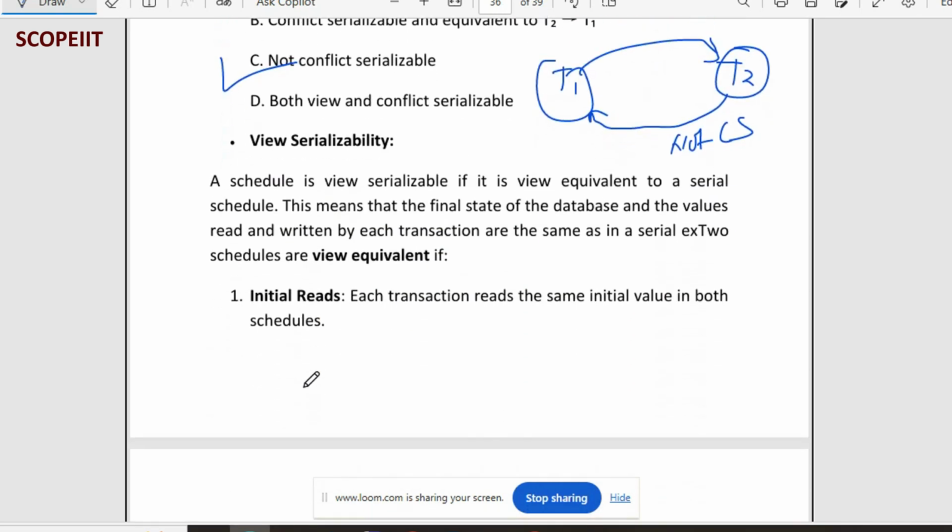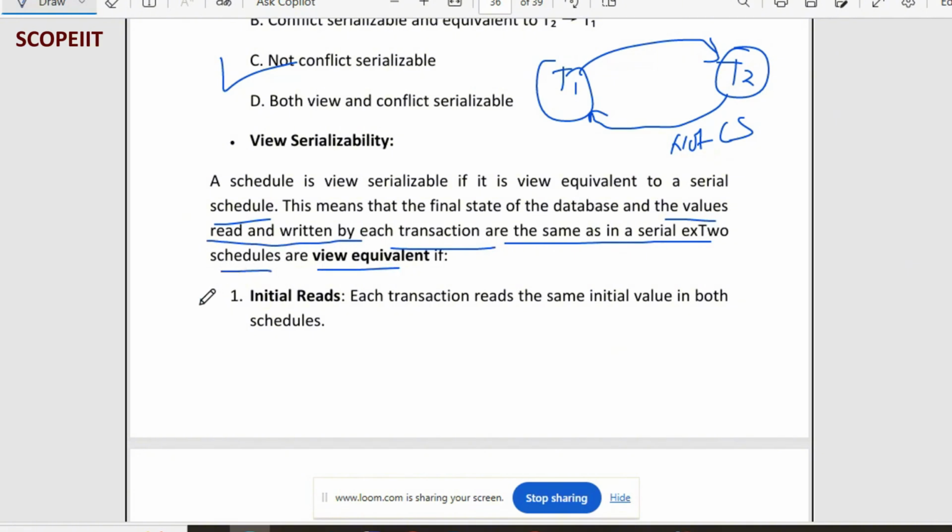Now, another serializability technique is view serializability. A schedule is view serializable if it is view equivalent to a serial schedule. This is a very important point for when you can say that a schedule is view serializable. The schedule is known as view serializable if it is view equivalent to a serial schedule. This means that the final state of the database and the values read and returned by each transaction are the same as the serial. Two schedules are view equivalent.